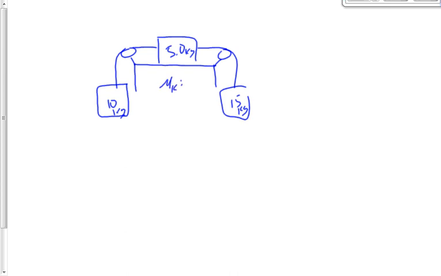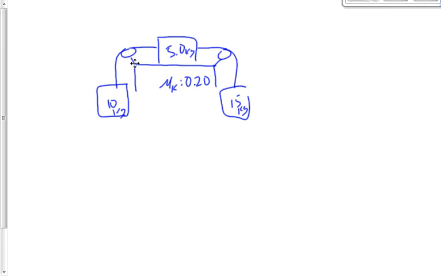Let's put a coefficient of friction in there of 0.20. What are the units that go along with the coefficient of friction? You guys remember? There are no units. Good. Another trick question.